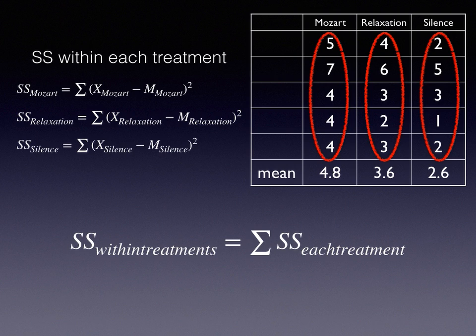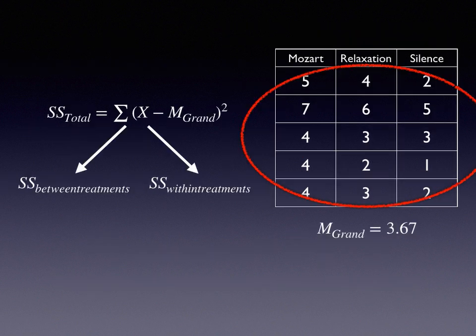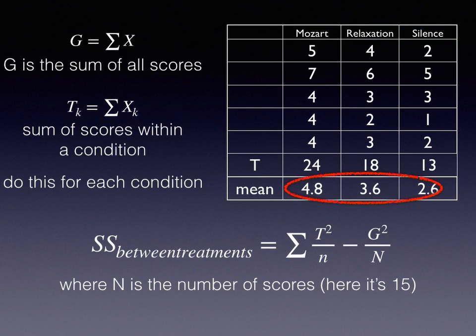Then you add up all 3 of those sums of squares for each condition to get the sum of squares within all 3 of your treatments. And that quantity, within treatment sum of squares plus between treatment sum of squares, will be equal to the total sum of squares. You can always check your math by doing all three and make sure everything adds up.